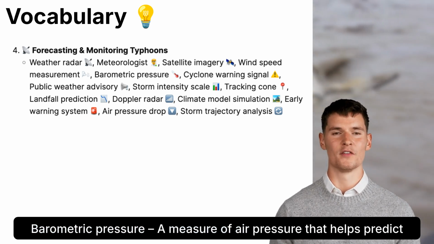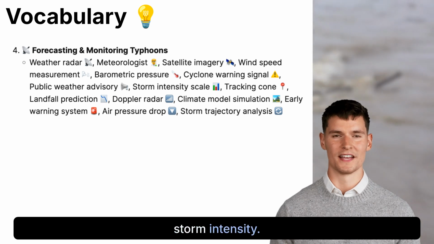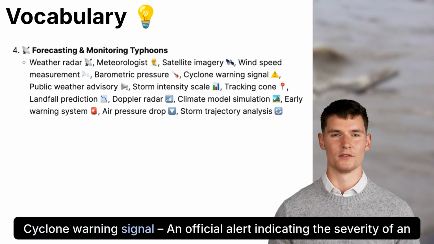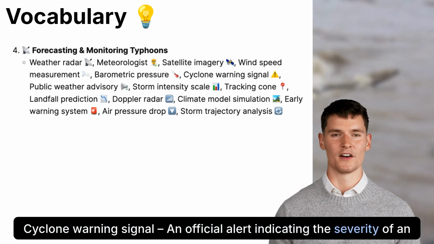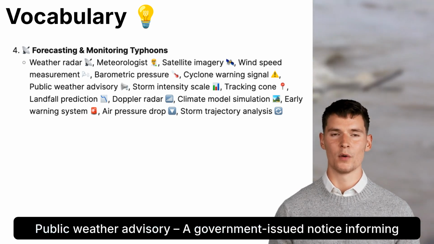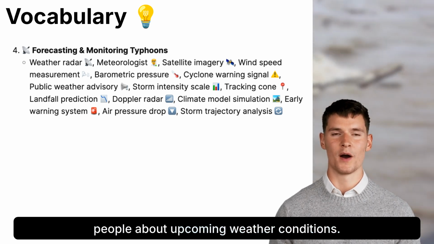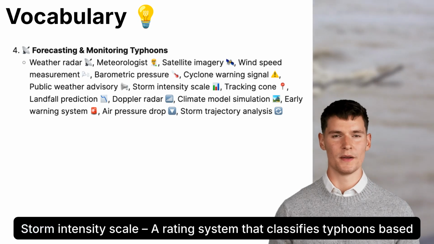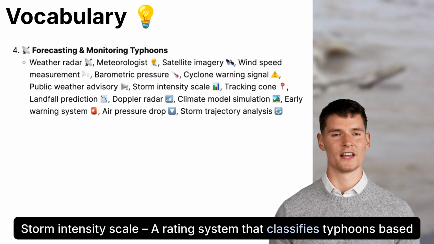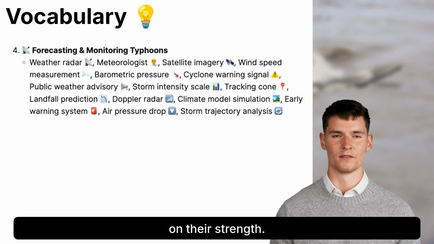Barometric pressure, a measure of air pressure that helps predict storm intensity. Cyclone warning signal, an official alert indicating the severity of an approaching storm. Public weather advisory, a government-issued notice informing people about upcoming weather conditions. Storm intensity scale, a rating system that classifies typhoons based on their strength.